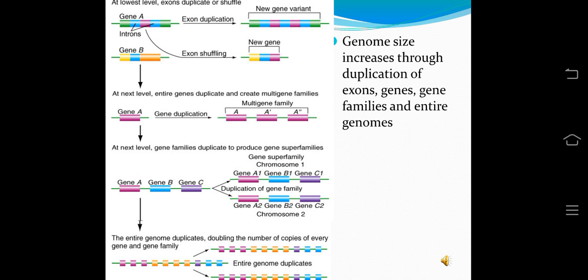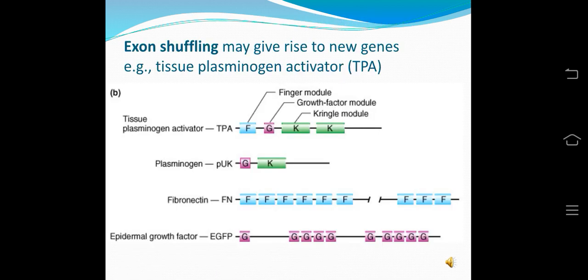Then in exon shuffling, errors in meiotic recombination lead to some mixing and matching of exons either within a gene or between two non-allelic genes. So exon shuffling may give rise to new genes.